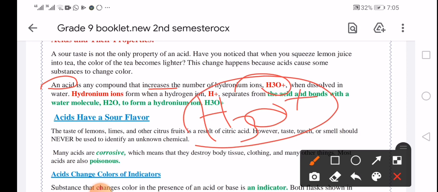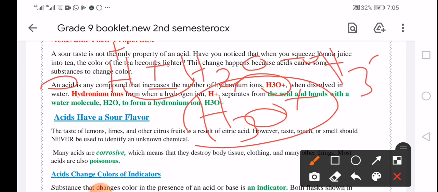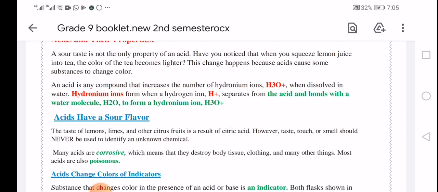So when an acid, which contains hydrogen, dissolves in water, what happens? It reacts with water and combines with water molecules. So hydrogen from the acid, plus H2O, which is water, forms what? Hydrogen with two hydrogens forms three hydrogens, forming the hydronium ion with a positive charge.